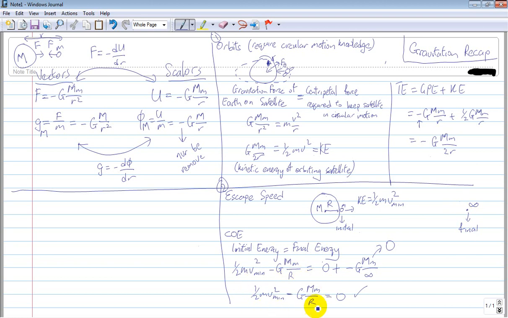How you want to manipulate this equation from here is up to you. I do not recommend memorizing v minimum formulas. You can simply derive it this way.